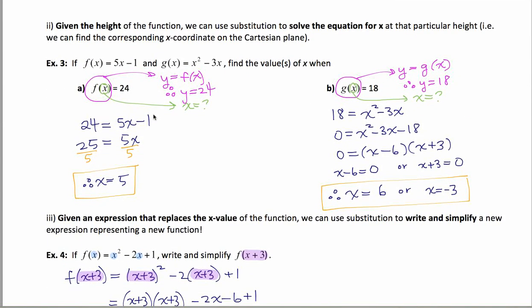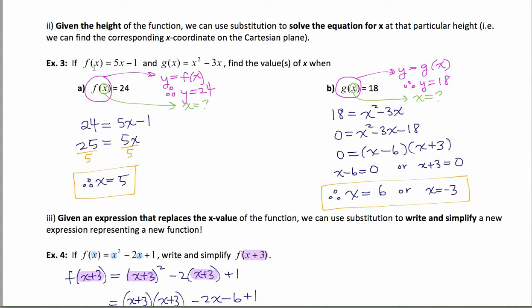Now we can go the other way too. We were saying, what's the height if I know that x is negative 1 or x is 0? We can go the other way around, and I can say, all right, if I give you the height, I know what the height is, I want to know at which x value does that height occur. Well, let's look at an example.